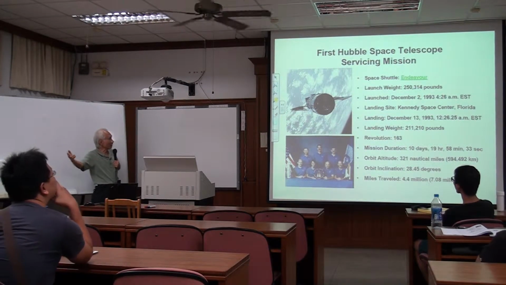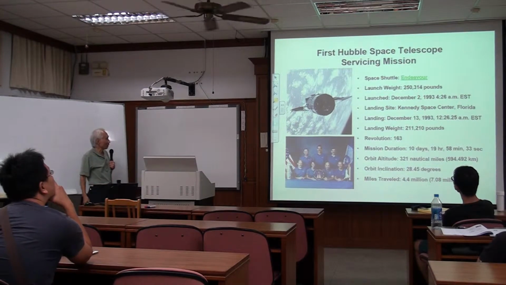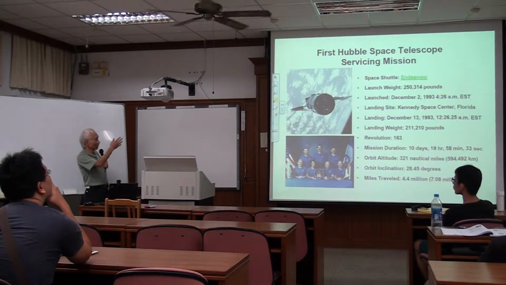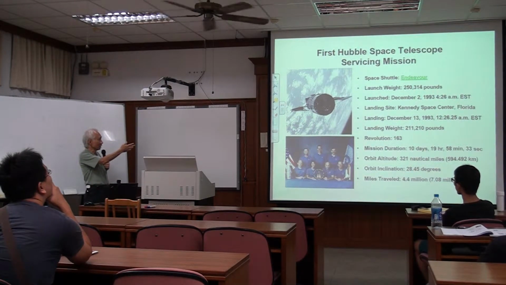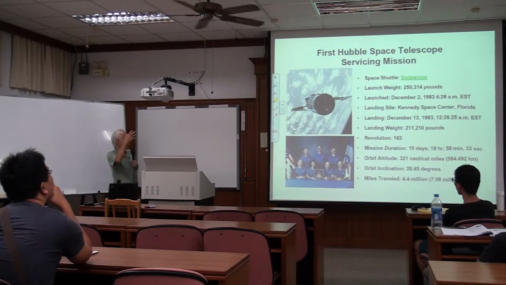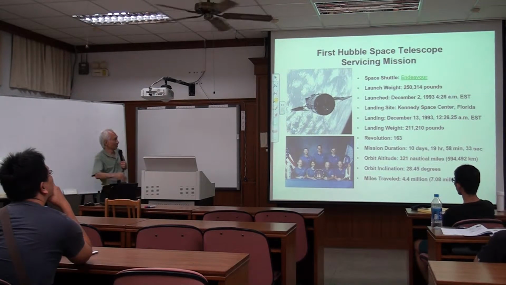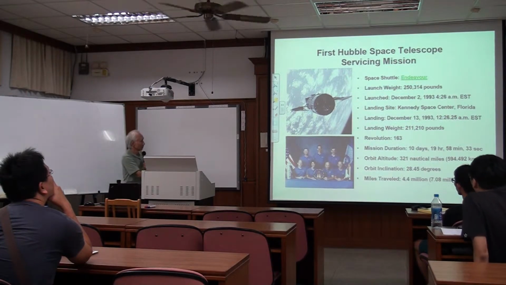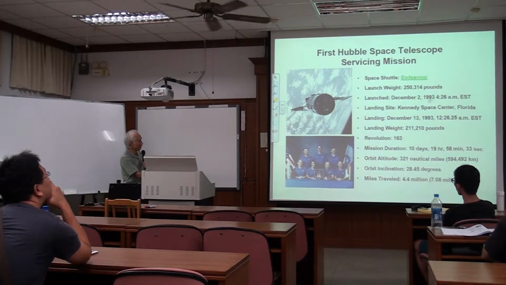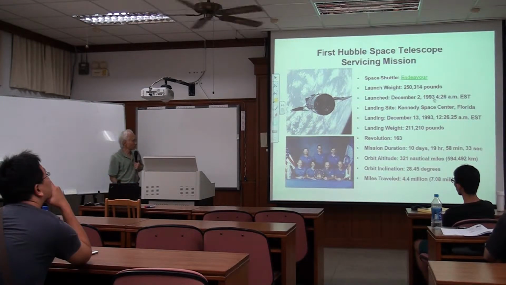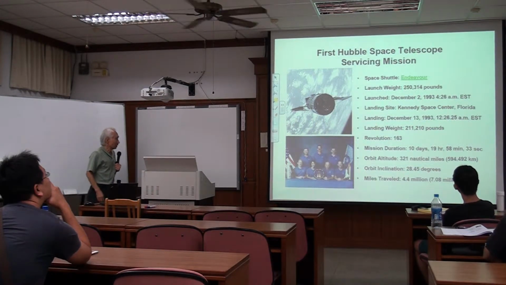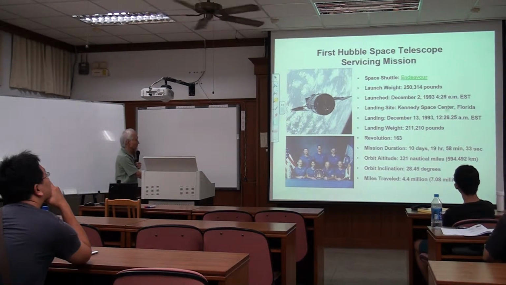You're talking about system ID, or what's going on with this Hubble spacecraft? Why do we need system ID for the Hubble spacecraft? This is in about the 1990s. Hubble launched on December 2nd, 1993, at 4:26 a.m. New York time, from Kennedy Space Center, Florida.